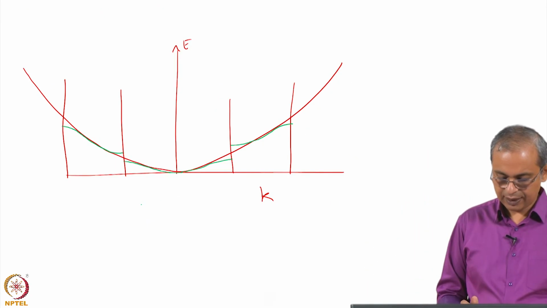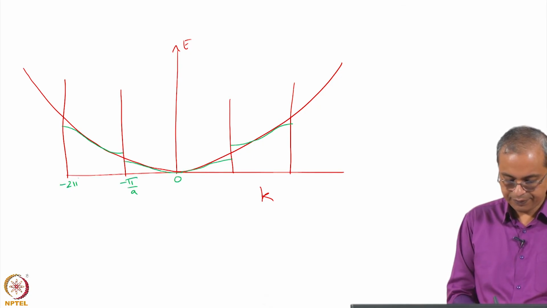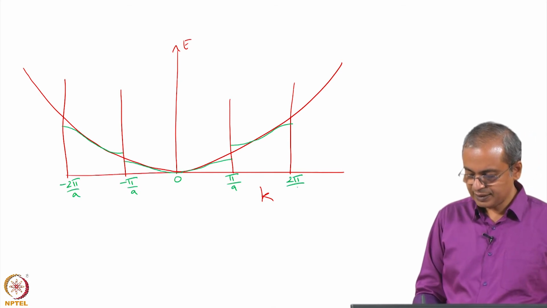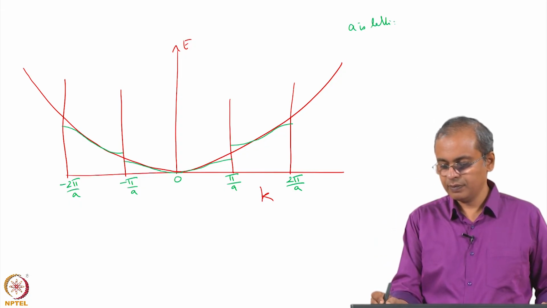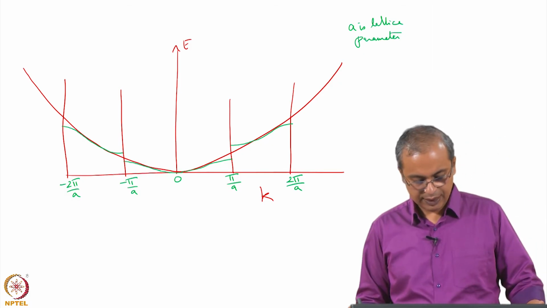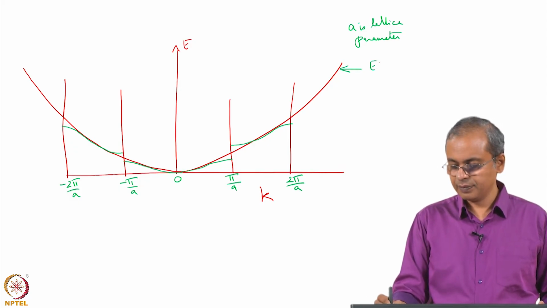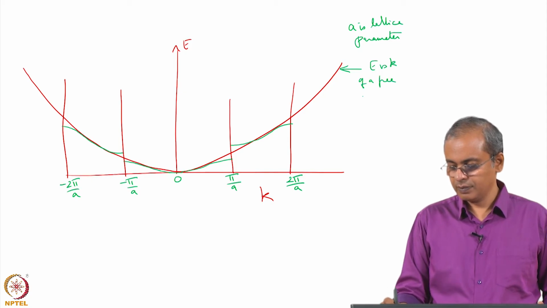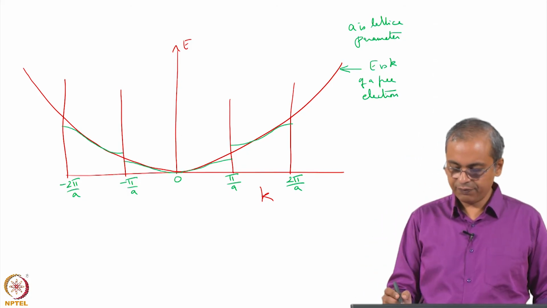So that is the distortion, and these are all the Brillouin zone boundaries that you can see. Those boundaries occur at, if you call this 0, minus pi by a, minus 2 pi by a, this is pi by a and 2 pi by a, where a is the lattice parameter. So this is just a quick look at how that diagram comes about. This parabola is the free electron parabola. This is all I am going to point out here. There is a free electron parabola.